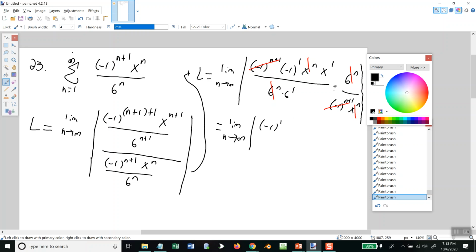-1 to the first power up there, x, 6 down below. Okay, what's wrong here? -1 to the n plus 1, -1 to the 1, x to the n, x to the 1, 6 to the n, 6 to the 1.